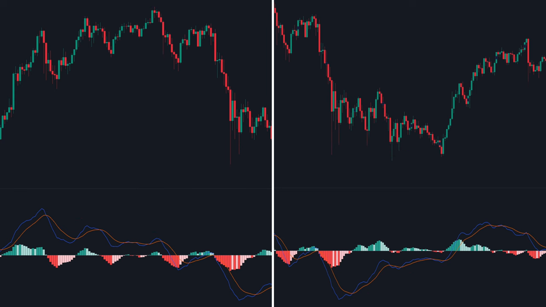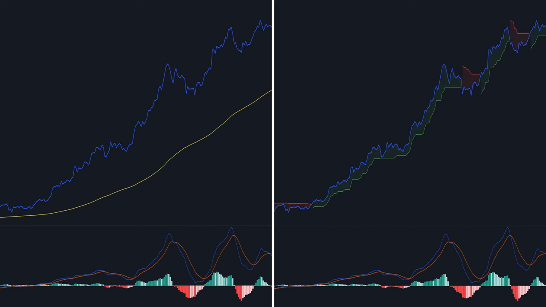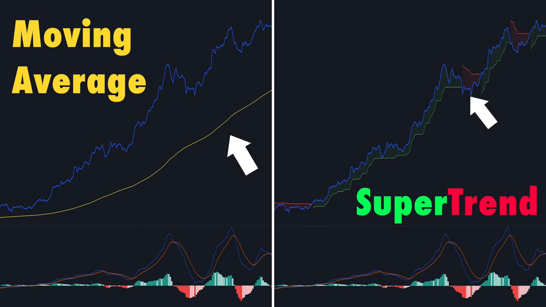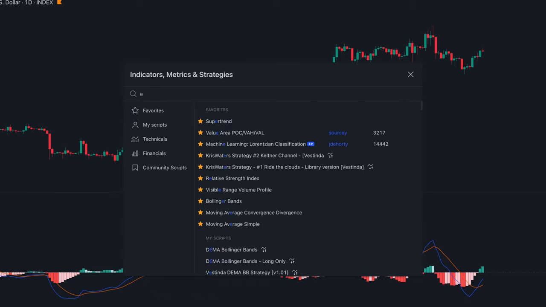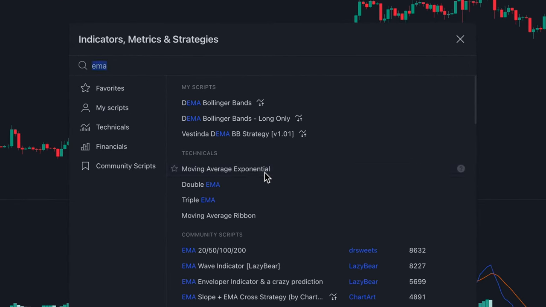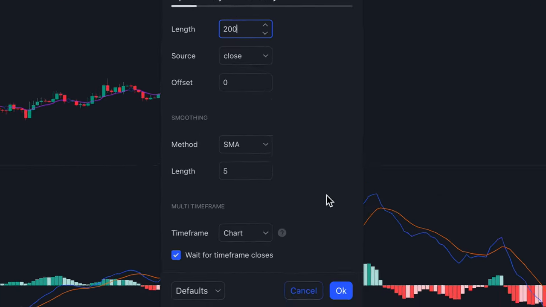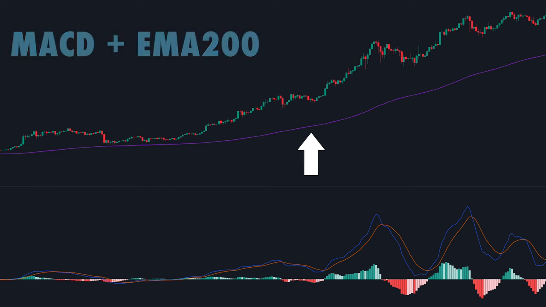But wait, why trade against the trend? What if we refined our strategy for trending signals? Yes, you heard it correctly. We can fine-tune our strategy by adding an additional layer, like a moving average or the SuperTrend indicator. These powerful tools act as our guides, helping us identify those sweet moments when the price is on a compelling trend. For instance, a popular strategy involves adding EMA 200 to the chart and seeking entries only when the price is above EMA 200, coupled with a MACD crossover.